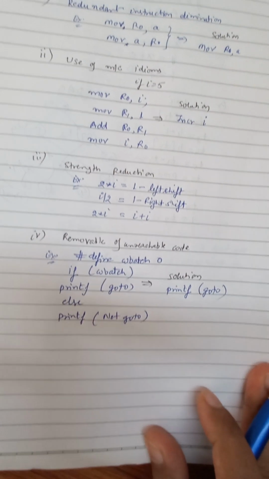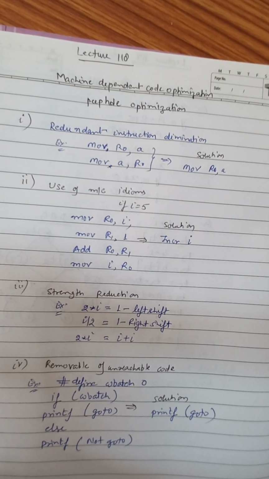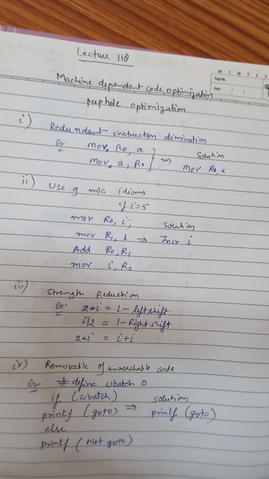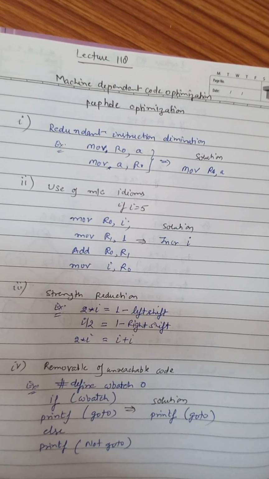So this is all for today, and in the next lecture we are going to learn register allocation for machine-dependent code optimization and use of addressing mode in machine-dependent code optimization.